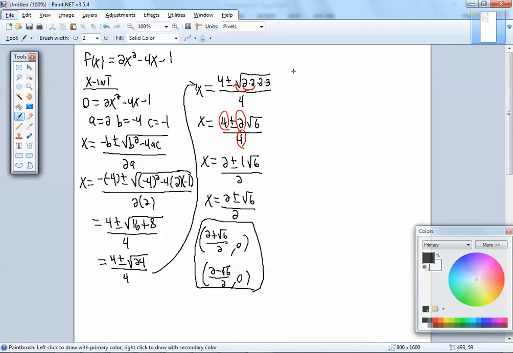Now our y-intercept. You always plug 0 in for the other variable, so I'll plug 0 in for x. So I'm going to have y is equal to 2 times 0 squared minus 4 times 0 minus 1, or y is equal to negative 1. And that point would be 0, negative 1.